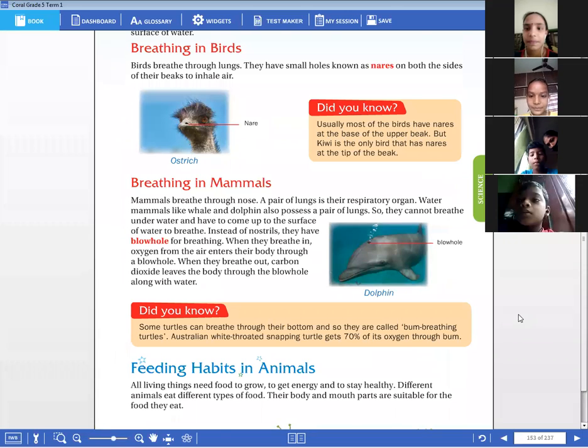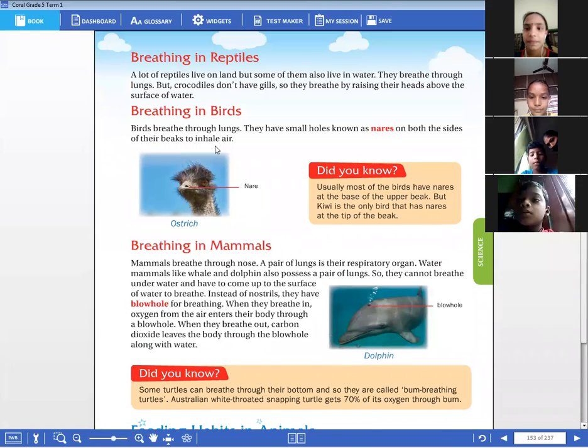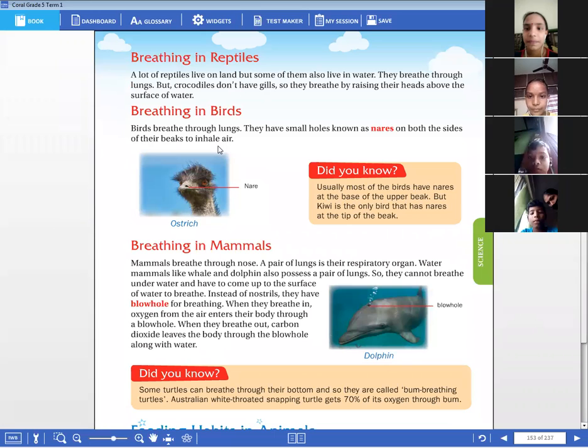Okay, let's move on to the next page, children. Breathing in reptiles. A lot of reptiles live on land, but some of them also live in water. These are also animals which live on both land and water, children. I told you about the feeding and non-feeding animals, those are separated as reptiles and amphibians. So they breathe through lungs, but crocodiles don't have gills, so they breathe by raising their head above the surface of water.